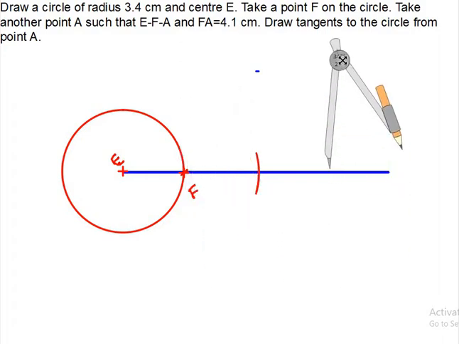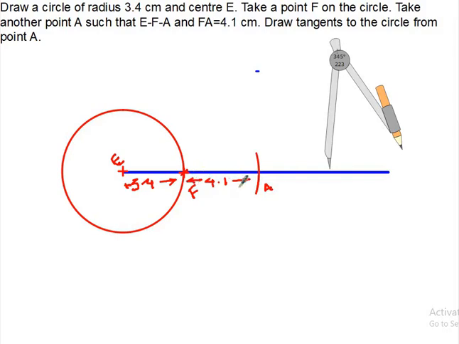This is our point A. Let us write the measures first. Radius is 3.4 centimeters. Distance FA is 4.1 centimeters.